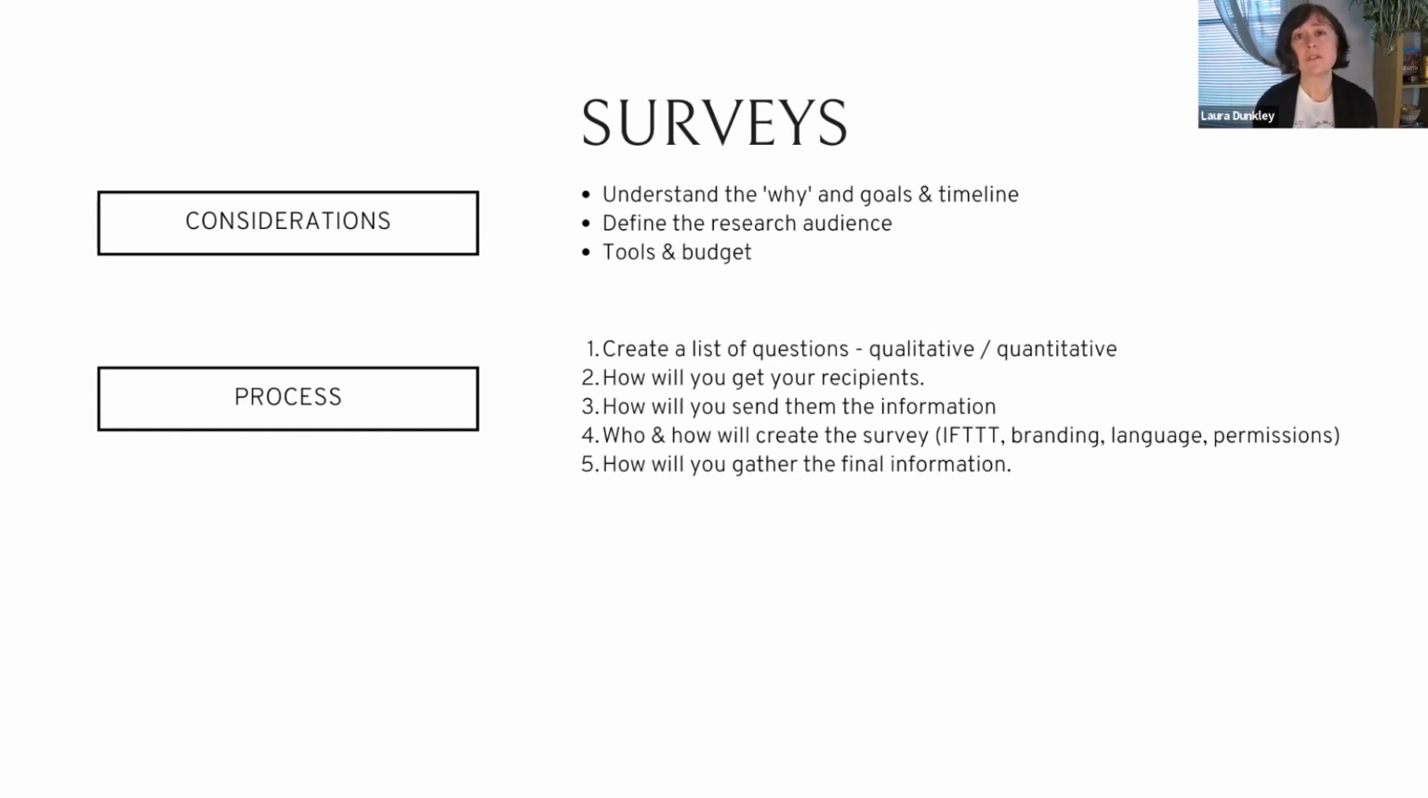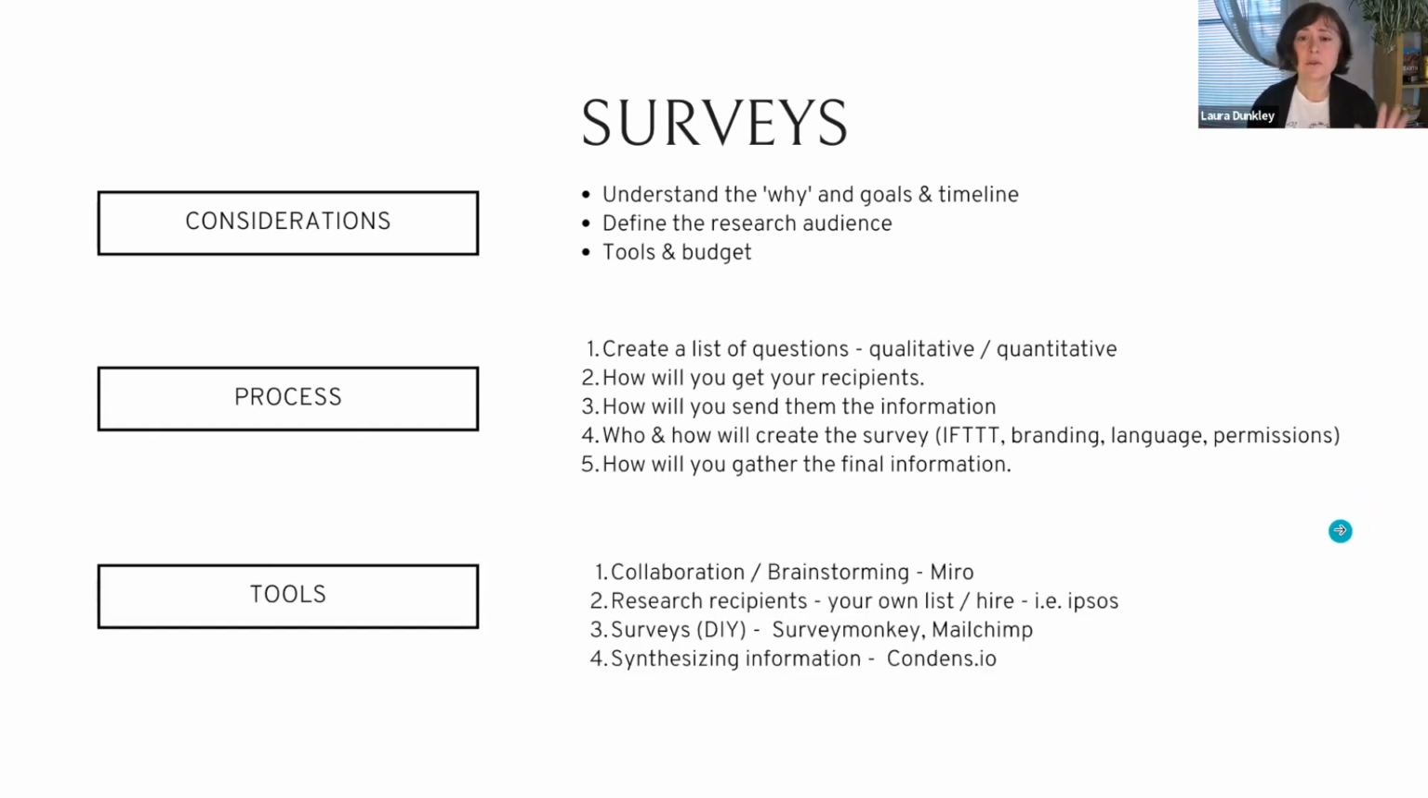And how will you gather that final information? What does that report look like? If you're choosing a tool, find out what that report's going to look like before you actually select it. And those tools, as I mentioned, Miro is really cool. Research recipients like Ipsos is one. Again, there's a ton of them out there. SurveyMonkey, MailChimp, and synthesizing the information in the surveys. I did put condensed down there. I'm not sure if you can do that for surveys. I will have to check.